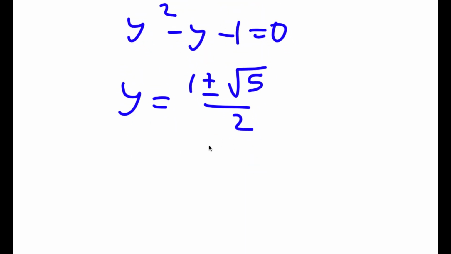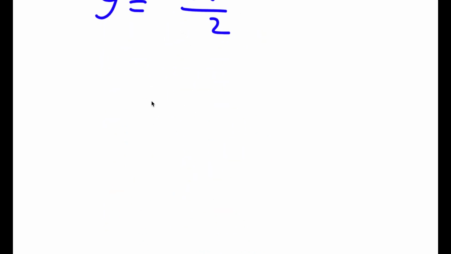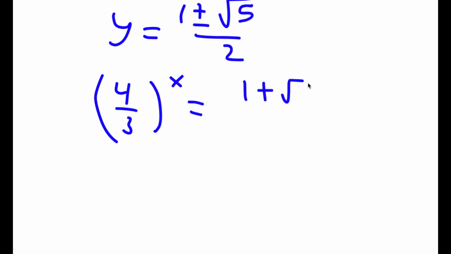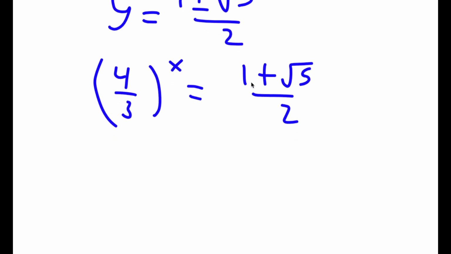Now, remember how we let y equal (4 over 3) to the power of x. So we have (4 over 3) to the power of x is equal to 1 plus the square root of 5 over 2, or 1 minus the square root of 5 over 2. And 1 minus the square root of 5 is going to be a negative number, and you can't take the power of a positive number and make it negative, meaning the only solution for y that works is 1 plus the square root of 5 over 2.